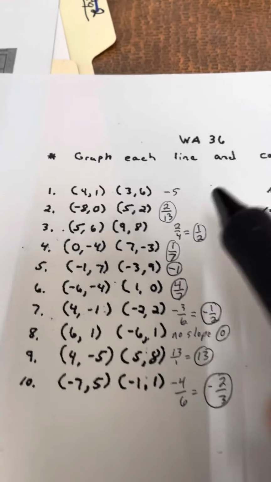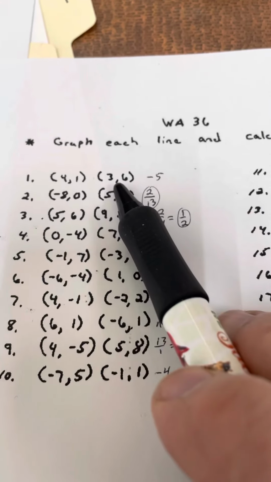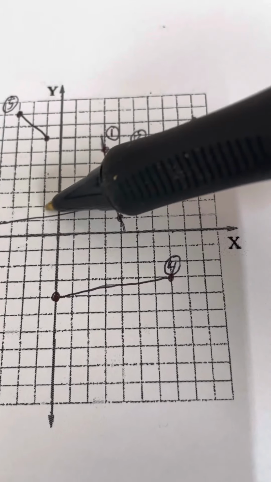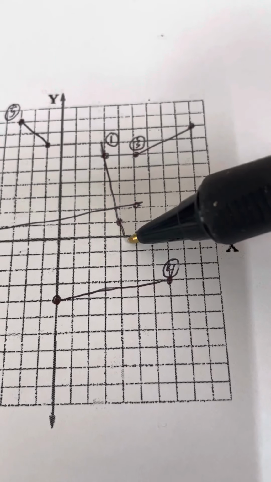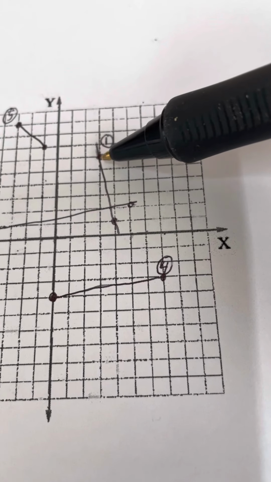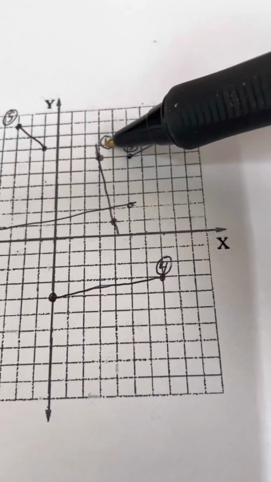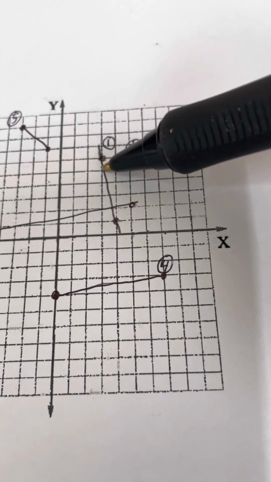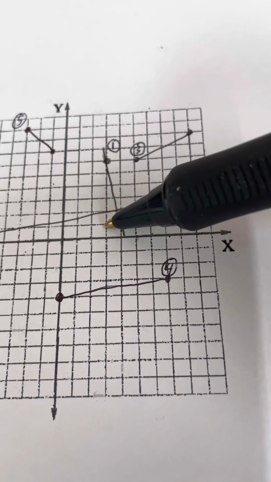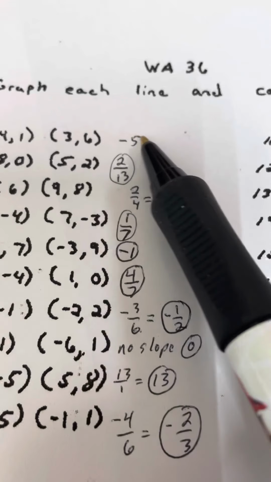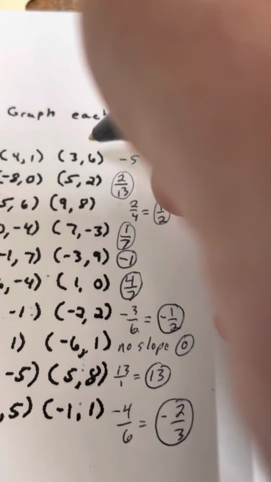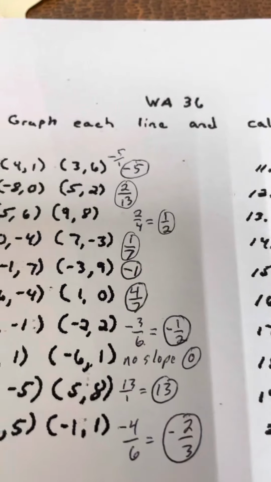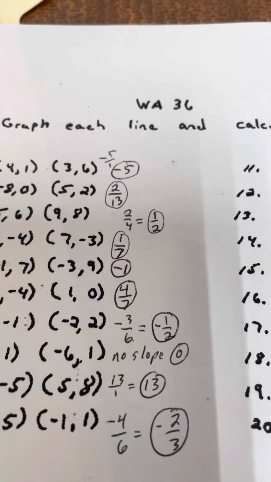So for number one, we are going to go to points 4, 1, and 3, 6. So number one, I have here, this is 3, 6, and then this is 4, 1. And so I'm going from this point to this point, and I write my number at the beginning of the slope where I start to count. I always read from left to right. So left to right, this is going down, and it's going down 5 over 1. Actually it would be negative 5 over 1, but that equals negative 5 anyways. Any number over 1 is itself.